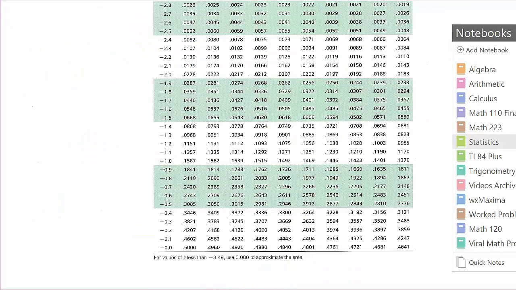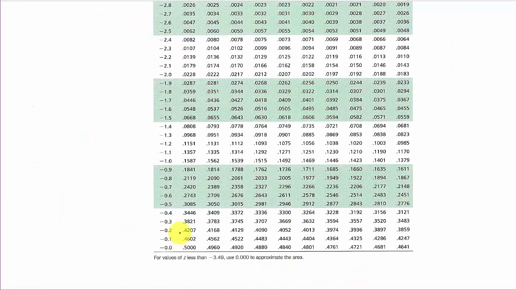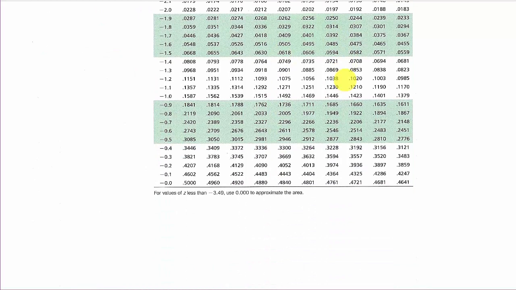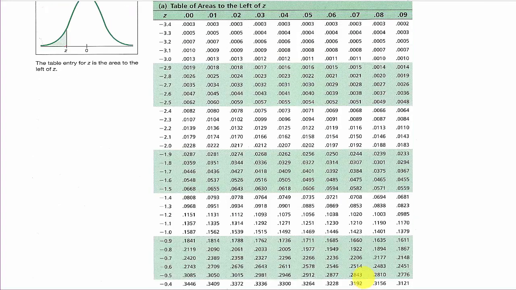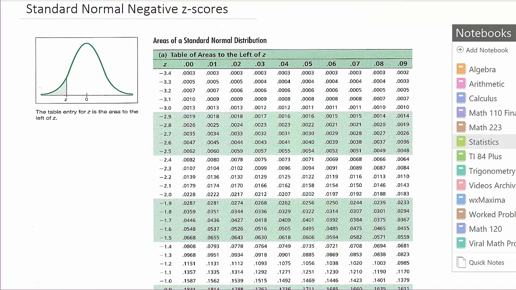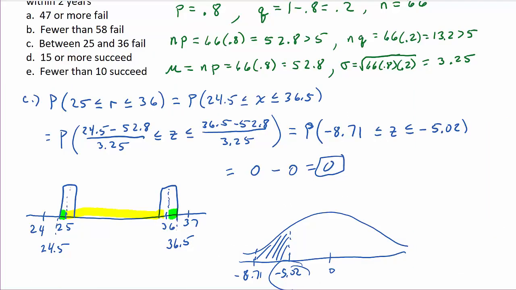See, if you look at the table, the negative 5 and negative 8 aren't even on here, and the table tells you for values of z less than negative 3.49, use 0 to approximate the area. But you would get a more accurate result if you used Excel. You may have to take it out to a bunch of decimal places in order for it to show something. But anyway, that's how you do it.